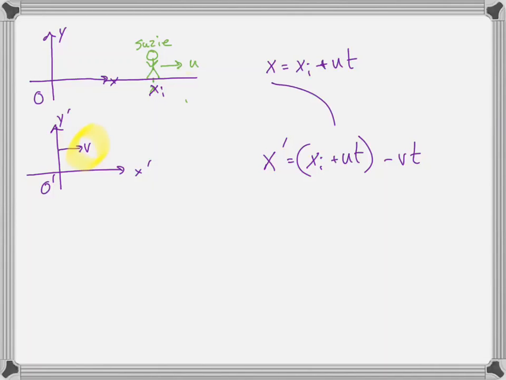So we take x and plug it in here, and the transformation is this part. It's transformed by minus vt, because the moving frame is moving with Susie, sort of closer to Susie. Okay, let's take a derivative. dx prime dt: xi is a constant, so it's going to be u minus v. That's what we get when we take a derivative, u minus v. And what is dx prime dt? That's just u prime. So therefore, the velocity transformation is u prime equals u minus v.